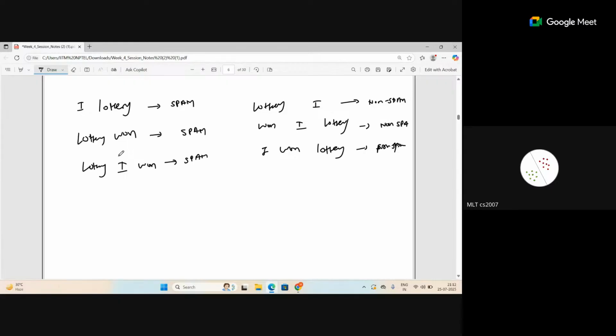Like I know that okay, this is how it is, right? So this word lottery will have a different probability when it comes to the spam thing. And how will you do that?